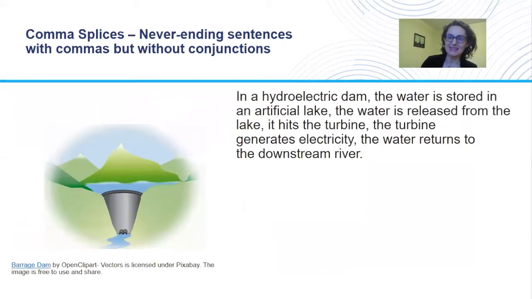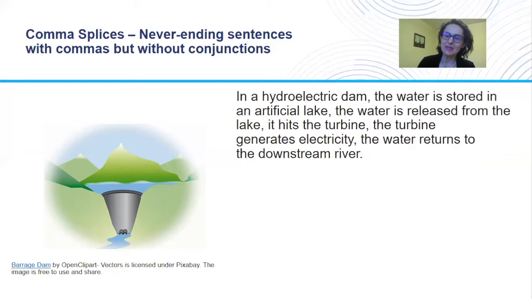Comma splices are very similar to run-on sentences, but they are different. They are again very, very long, but usually they have no or only very few conjunctions, but they have lots of commas. Let's read the example.